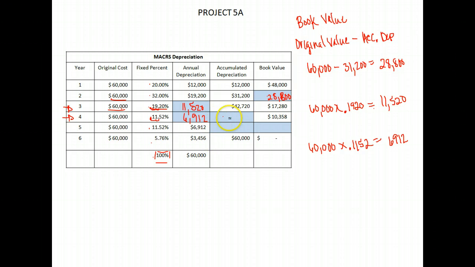Okay, what would the accumulated depreciation be? Well, to find that, we take the amount of depreciation before that, the accumulated before, and just add on this new amount. So it had depreciated by $42,720, and then this year it depreciated by another $6,912. So now it's depreciated by a total of $49,632.